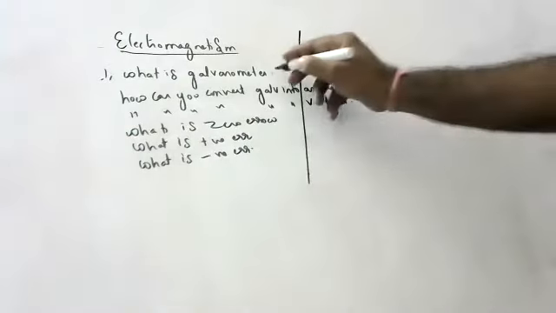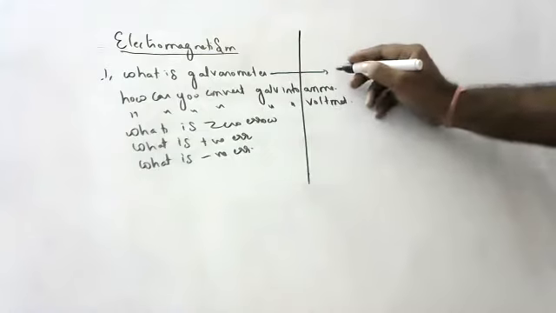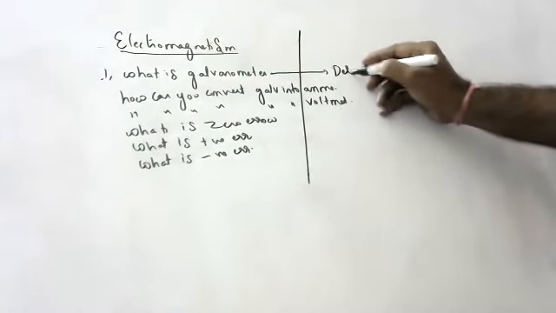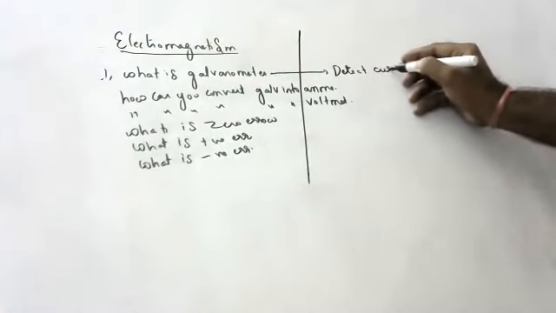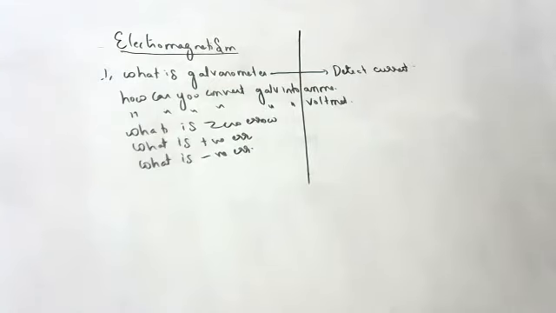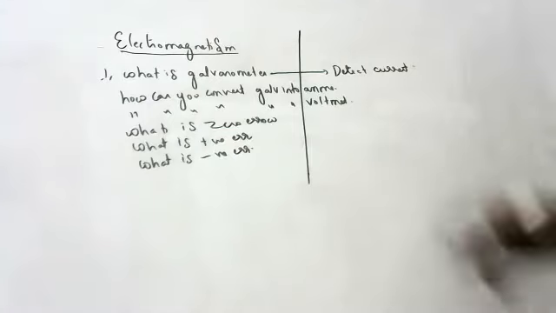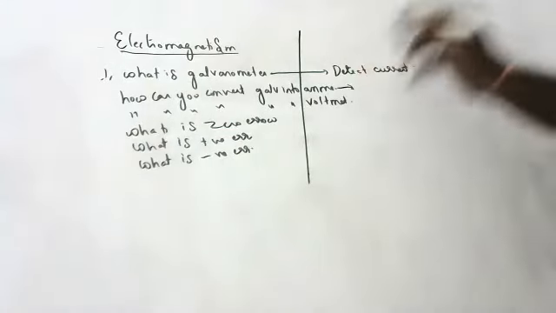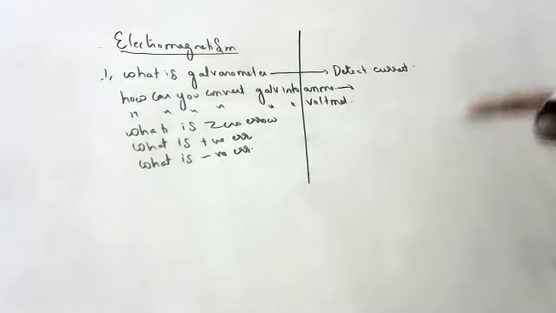First one, what is a galvanometer? A galvanometer is an instrument which is used to detect current. If you want to measure, it is an ammeter, children. A galvanometer is the only instrument which is used to detect current. How do you convert a galvanometer into an ammeter? I want to convert a galvanometer into an ammeter.